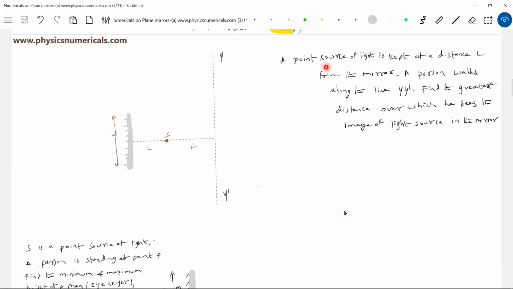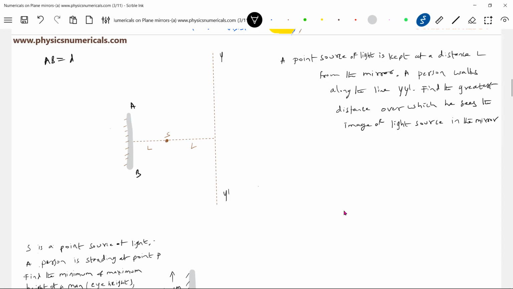So let me read the question. A point source of light is kept at a distance L from a plane mirror of length D. A person walks along the line y dash. Find the greatest distance over which the image of the light source in the mirror is seen. So what is the length of the mirror? The length of the mirror is equal to D. Let me write that data, AB.